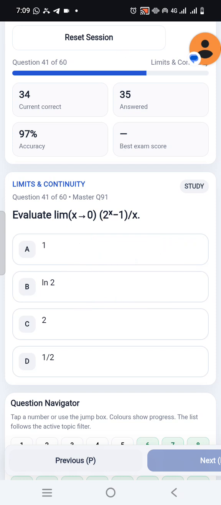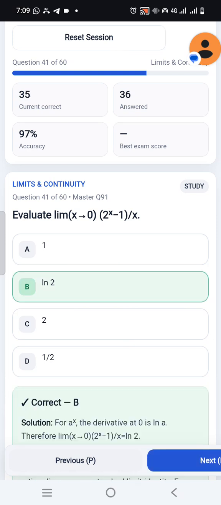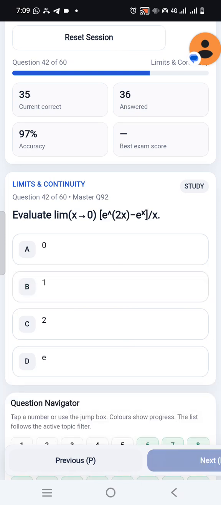So 2 raised power x will give me 2 raised power x, then ln 2. When I differentiated 1, it is gone. When I differentiated x, that is it. Then as x tends to 0, 2 raised power x will be 2 raised power 0. 2 raised power 0 is 1. So 1 times ln 2 is ln 2, then all over 1, that is ln 2. That is faster. So you can use that method.